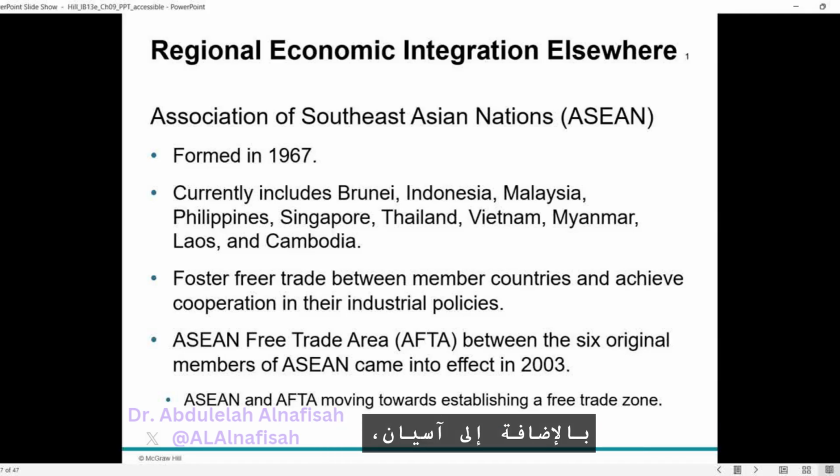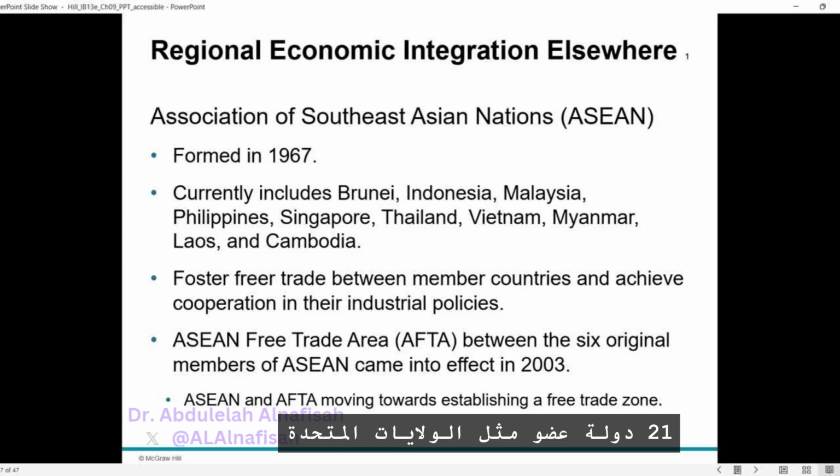In addition to ASEAN, the Asia-Pacific Economic Cooperation (APEC) Forum, founded in 1990, includes 21 member states, such as the U.S., Japan, and China, which together account for a significant portion of global trade and GDP. APEC aims to enhance multilateral cooperation amid the growing interdependence of Pacific nations.